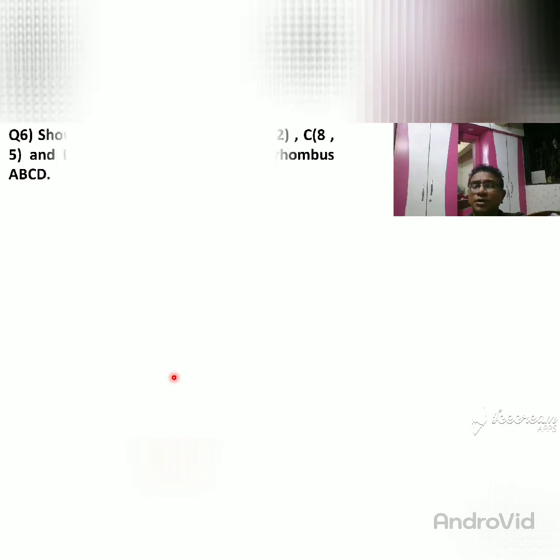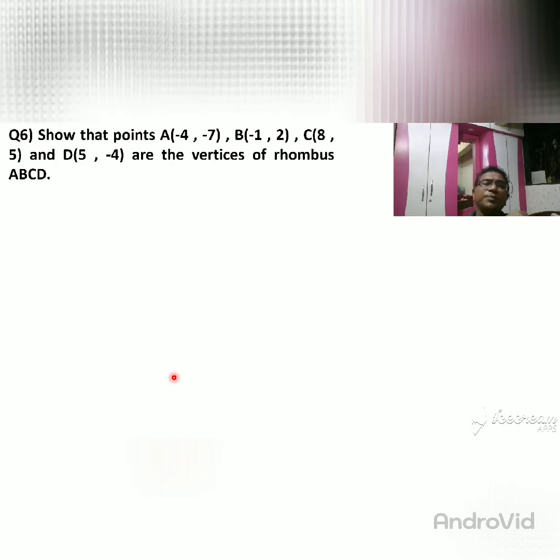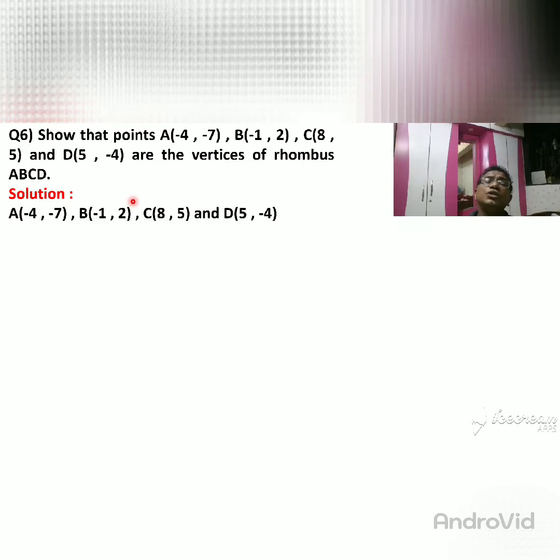Then we are going to learn problem number 6. Show that points A (minus 4, minus 7), B (minus 1, 2), C (8, 5), D (5, minus 4) are the vertices of the rhombus. So these are the points given: A point, B point, C point and D point given. So these are the 4 points given to you.